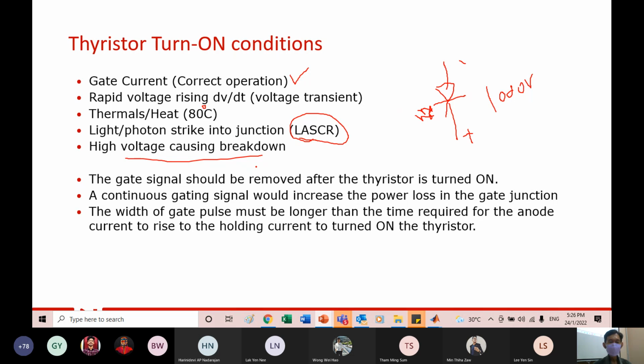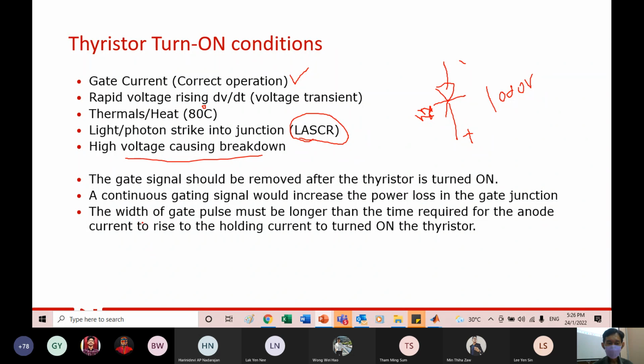The gate signal should be removed after the thyristor is turned on. You can still continue to have a current at the gate, nothing wrong. Of course, it will just consume the current there. It won't damage the thyristor, but continuing to supply current will increase the power loss. So I don't think it's a big issue for the thyristor.